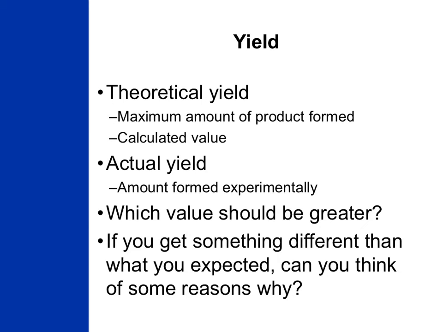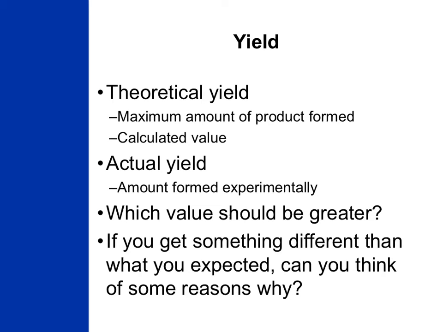Now, for our previous example, we had 128 grams that could potentially be produced. That's our theoretical yield. That is the maximum amount of product that can be formed. When we look at an experiment performed in the lab, we also have to be concerned with the actual yield, which is the amount that is actually produced. This number is less than the theoretical yield. Depending upon how your experiment went, it may be much less than the theoretical yield.